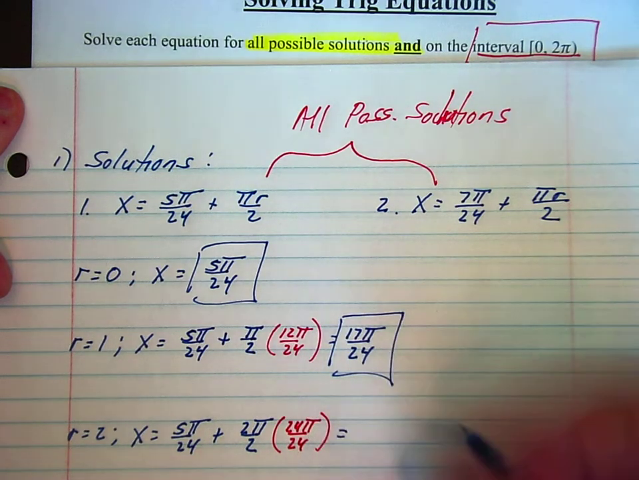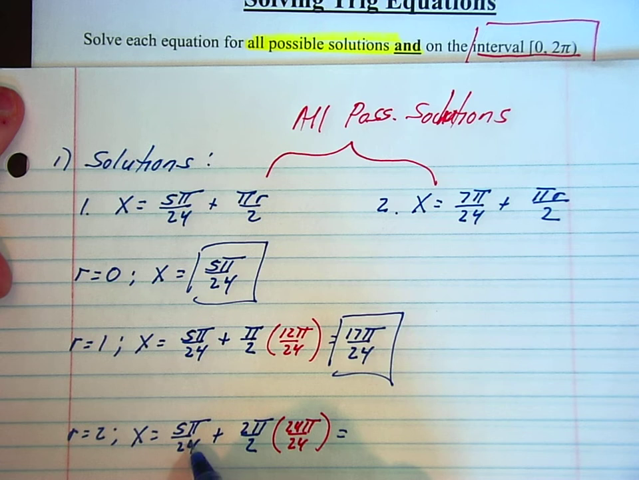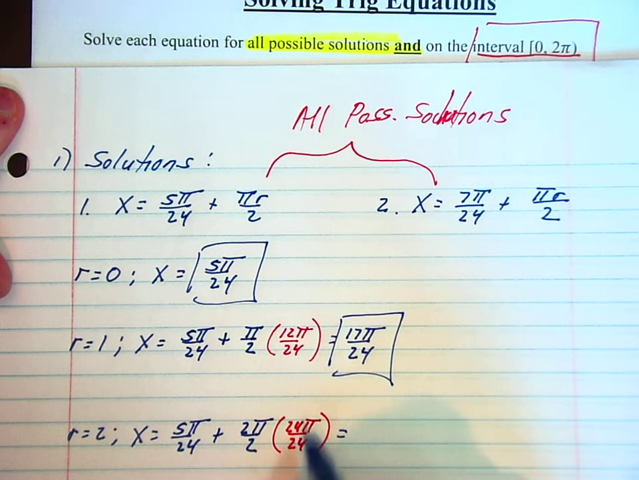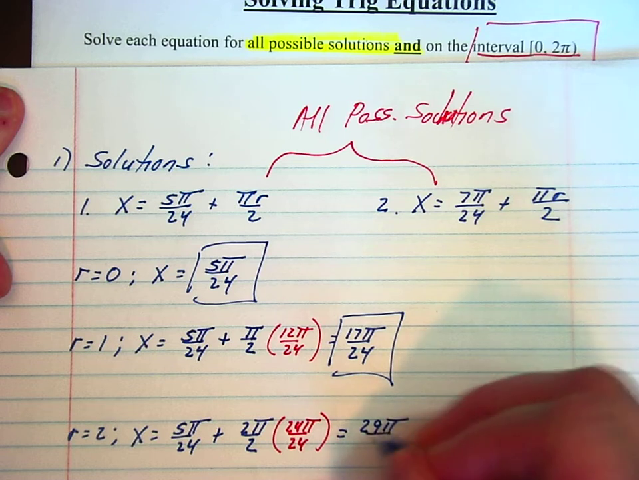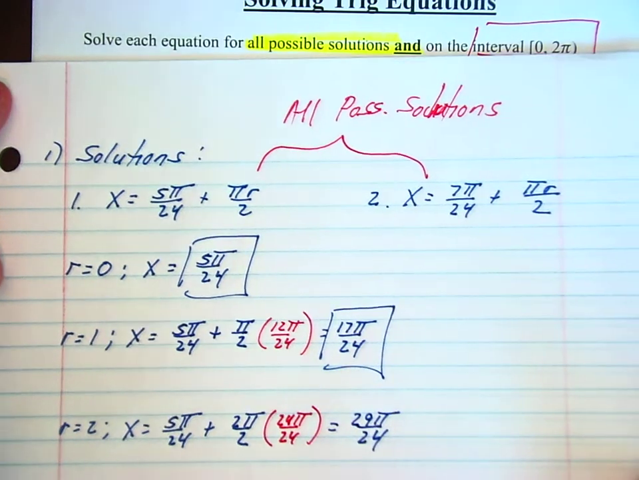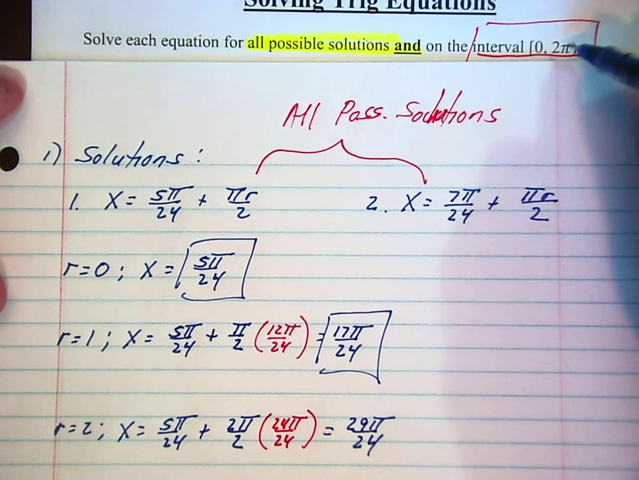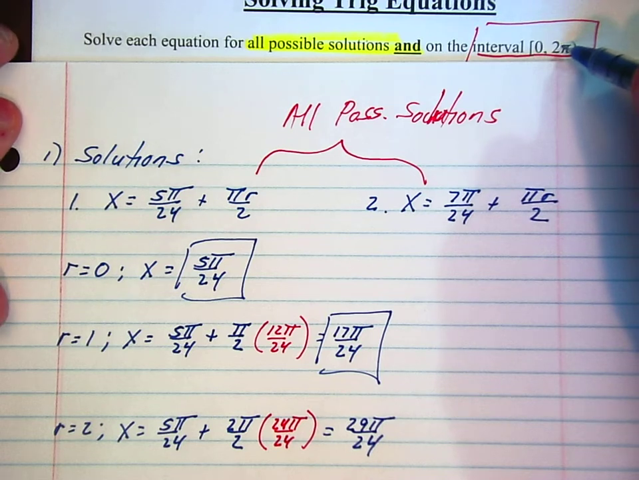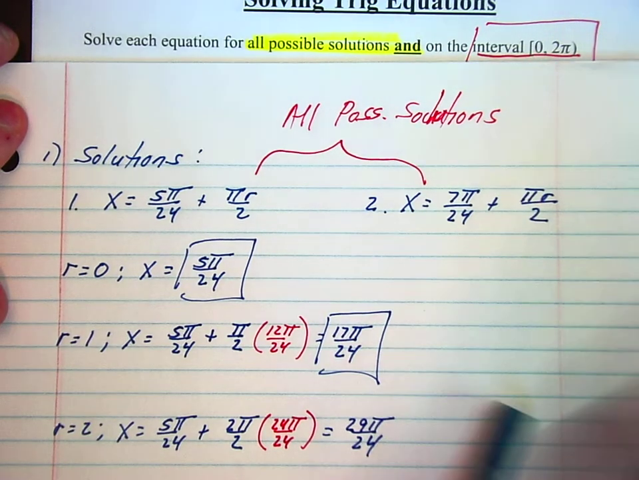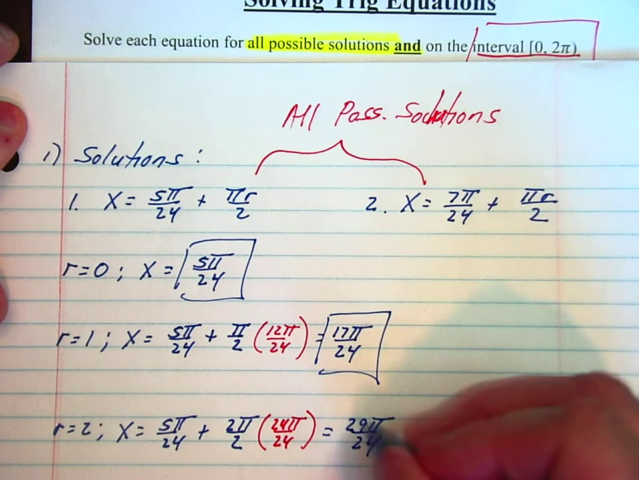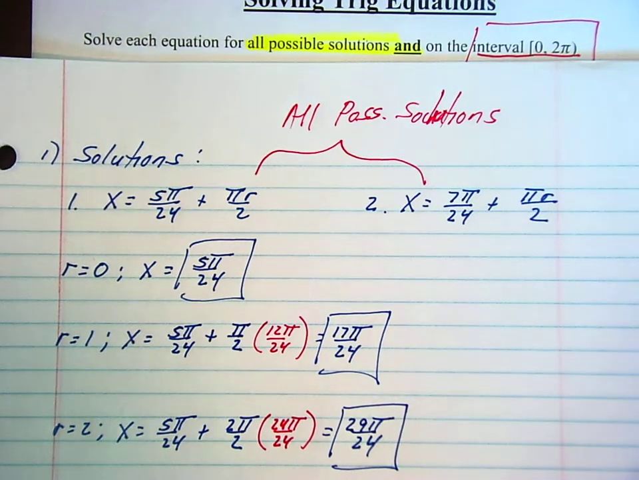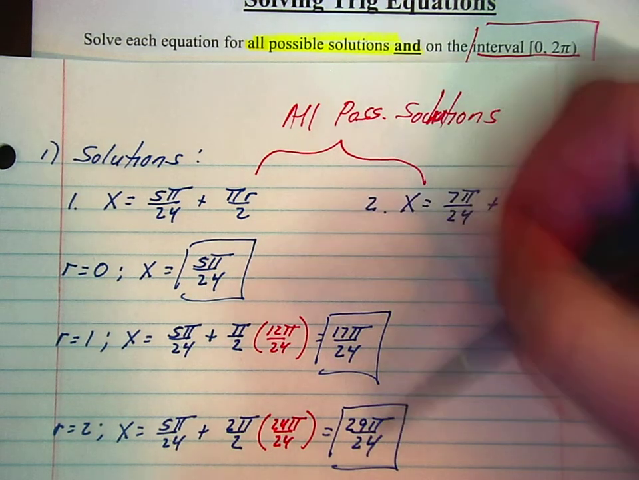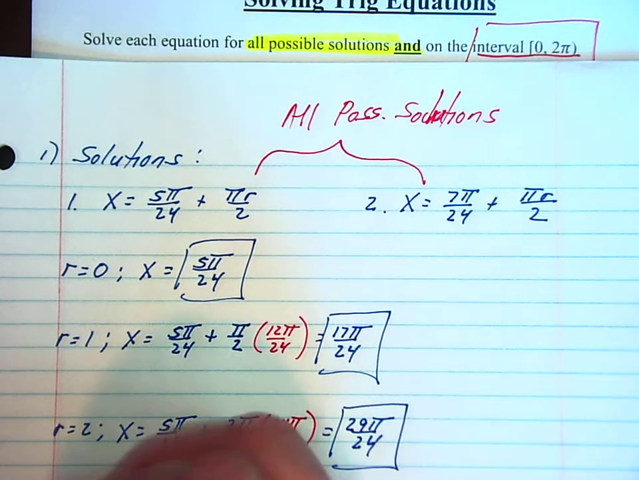Okay, now I can add them. So now I have 5 pi's over 24 plus 24 pi's over 24. That's 29 pi's over 24. Same question. Is that less than 2 pi? If it is, keep the answer. If it isn't, you'll cross it out and you'll be done with this equation altogether. That's like 1 and what? 1 and 5 24ths. So you're still good. Okay. Once you get 3 of these done, you can stop working hard.